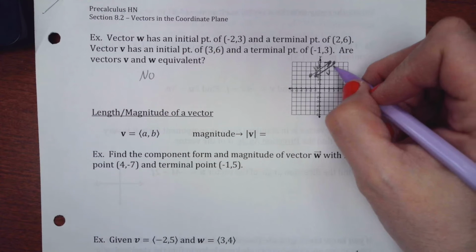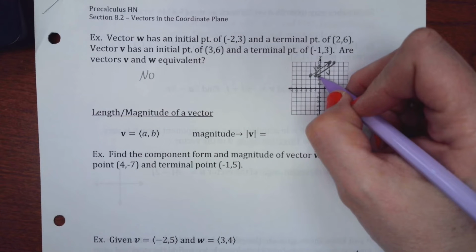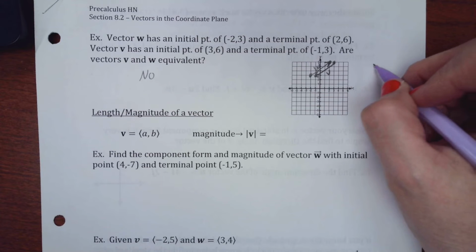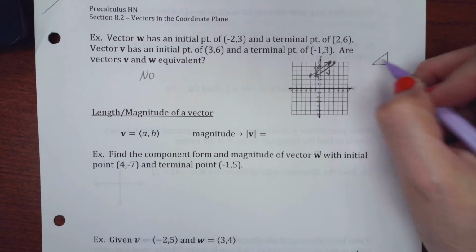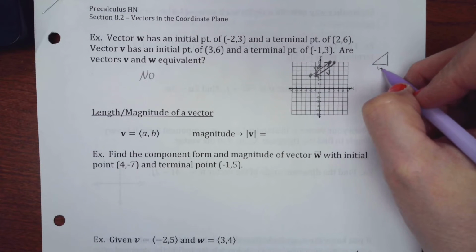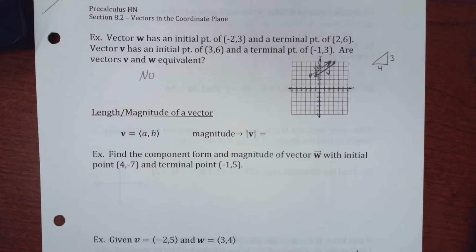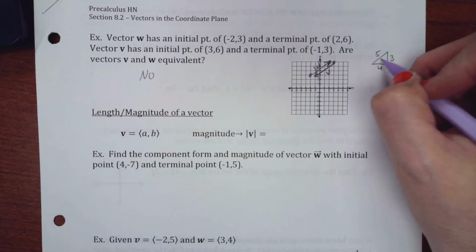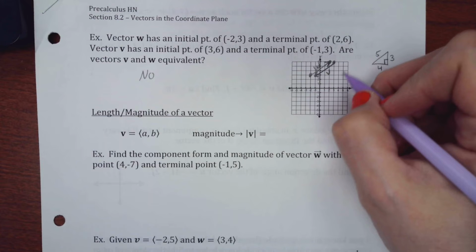So let's take a look at this vector V, because they both go over 1, 2, 3, 4 and up 1, 2, 3. So think of that as a right triangle, right? They go over 4 and up 3. So that would be a 3, 4, 5 triangle, right? And the reason you know that is because you made a right triangle.